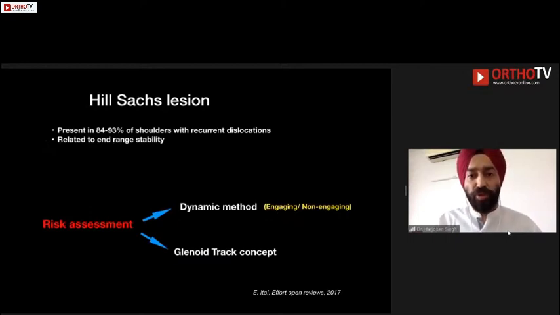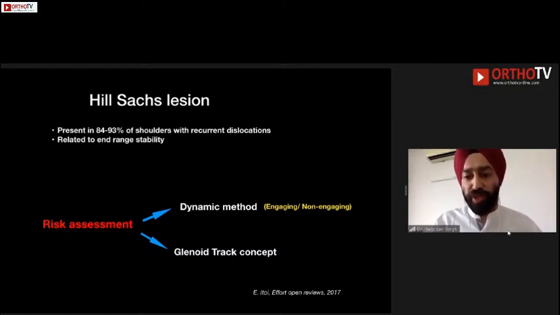Now coming on to the Hill-Sachs lesion, this is present in 84 to 93% of shoulders with recurrent dislocations, and this lesion is mainly related to end range instability as compared to the glenoid, which causes mid-range instability. So for risk assessment of the Hill-Sachs defect, there are two methods. One is the dynamic method, which you do intra-op after you have done the Bankart repair, and you find that by moving your shoulder through end range of motion, you find whether the Hill-Sachs is engaging or non-engaging.